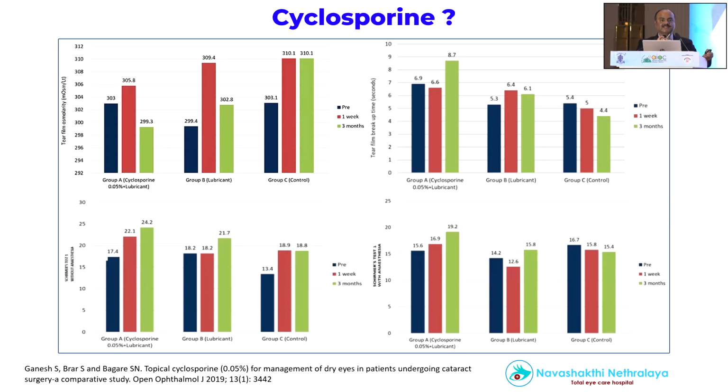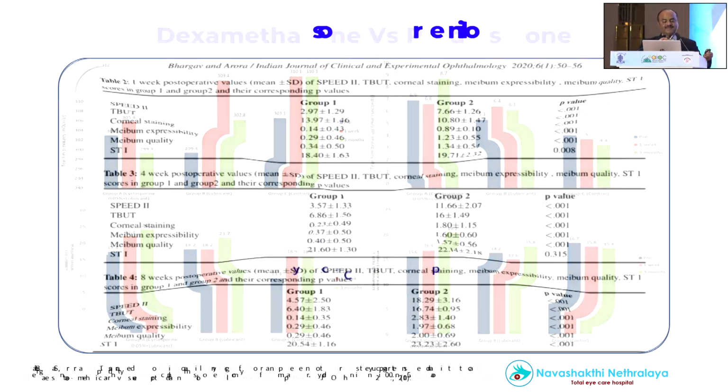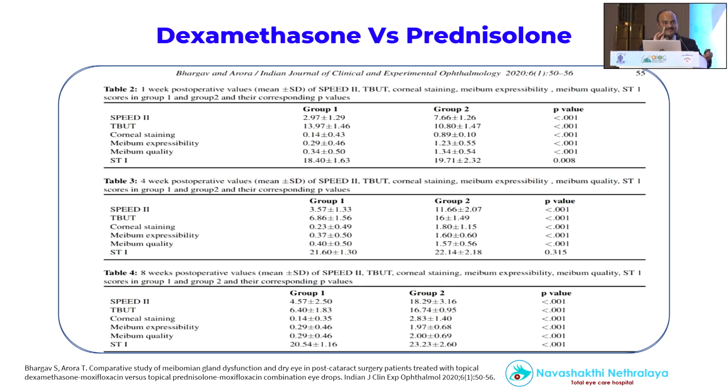Now comes the question, cyclosporin or not immediately. Now look at the study. It says that cyclosporin, if used, is definitely better, but then what do we practically do? If there is dry eye, then we use it preoperatively at least 4 weeks before and continue for 6 months after cataract surgery.